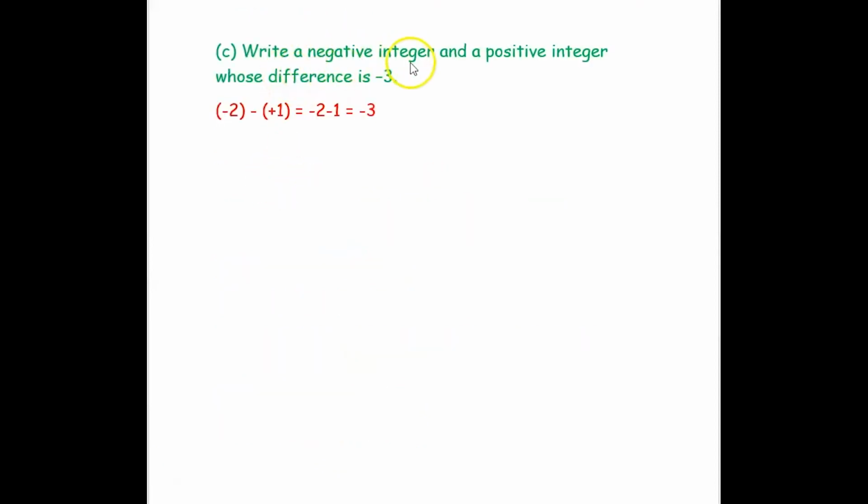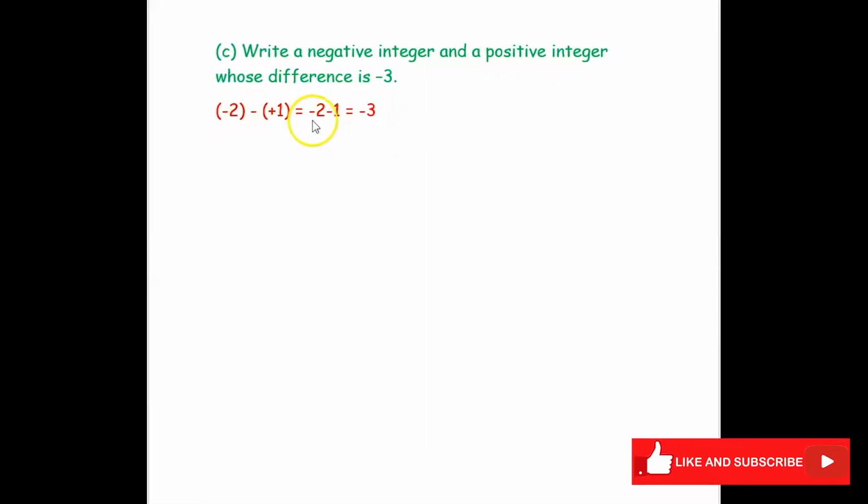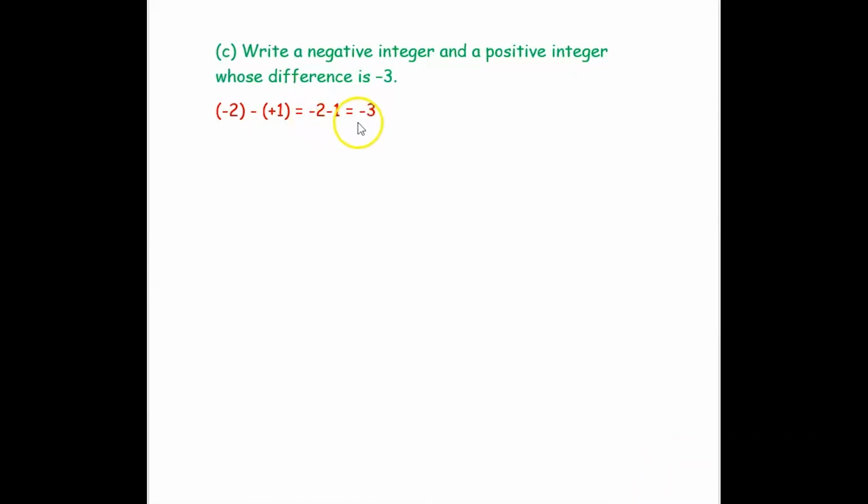Next question is, write a negative integer and a positive integer whose difference is negative 3. So we want to take one negative integer and one positive integer, and if you subtract them, your difference should be negative 3. So here I have taken negative 2, a negative integer, then they have asked the difference, so I have subtracted, and I have taken plus 1 as the positive integer. So negative 2 minus positive 1. So here minus and this positive will be negative, so negative 2 minus 1 is equal to negative 3.